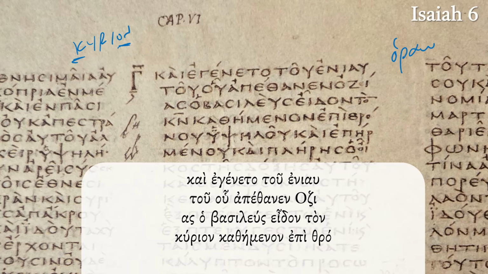Let me erase some things. Hupsēlou, which is from hupsēlos. And this is just the genitive matching thronou. An uplifted or a high throne. So there's the full transcription. So it happened in the year in which Uzziah the king died. I saw the Lord sitting upon an uplifted or a high or exalted throne.